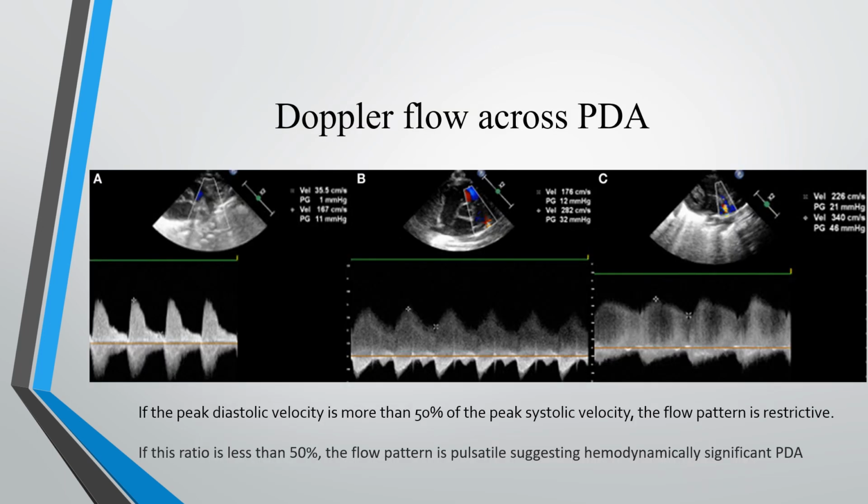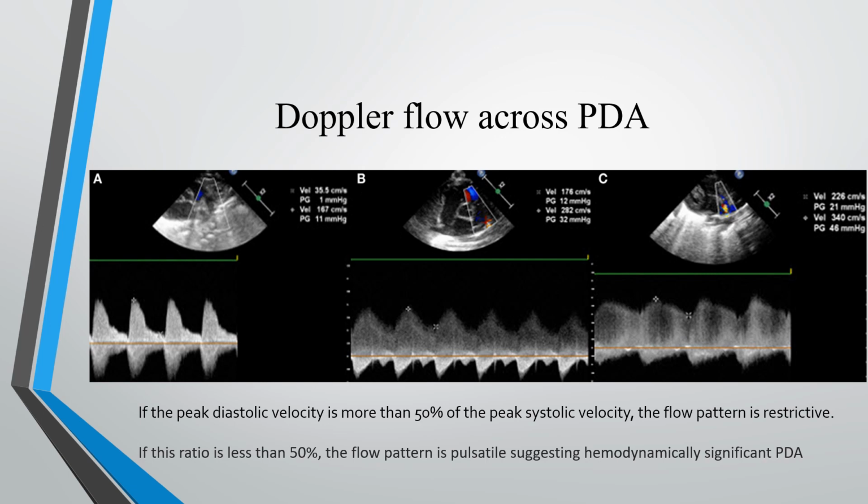And now we put the Doppler across the PDA. Pulse wave Doppler is put across the PDA, and if the maximum velocity you are getting is more than 2 meters per second, that means there is significant obstruction in the PDA and it is a restrictive PDA. And if the same 2 meters per second velocity is obtained in diastole also, that means there is significant obstruction. Here we take the peak diastolic velocity; if it is more than 50% of the peak systolic velocity, the flow pattern is restrictive. That means it is not hemodynamically significant. If the ratio is less than 50% and the flow pattern is pulsatile, it suggests a hemodynamically significant PDA.